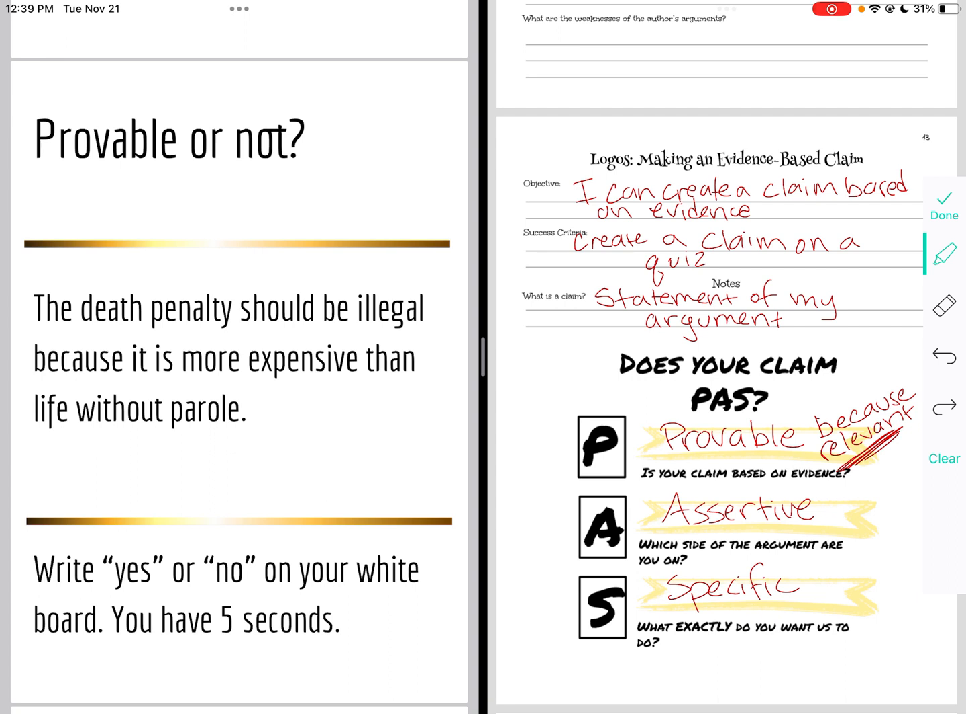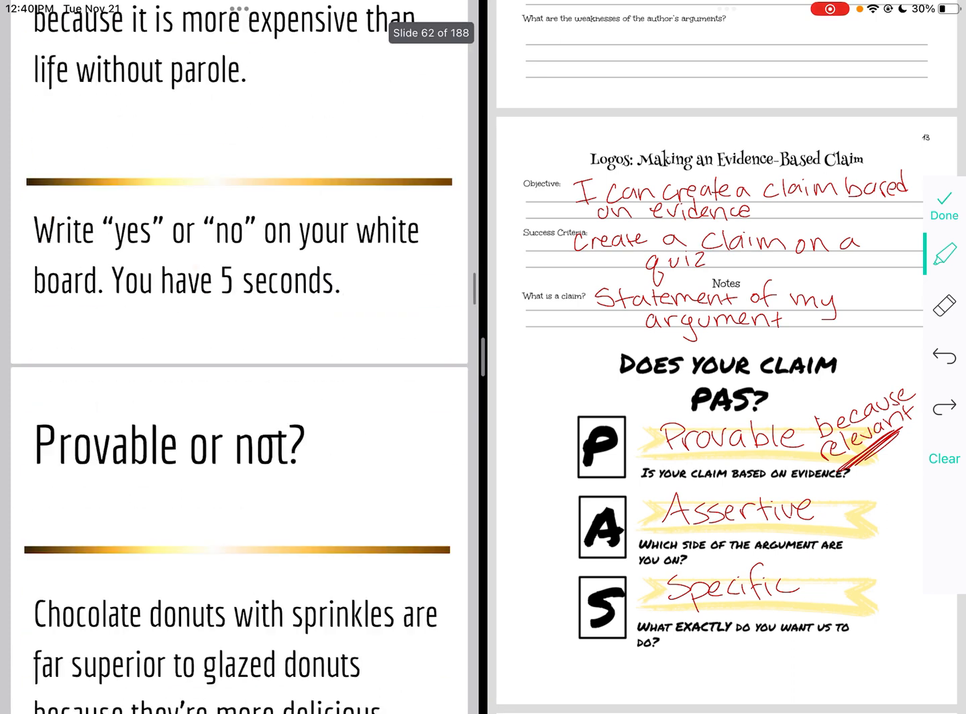5, 4, 3, 2, 1. So here I would argue that this is definitely a provable claim. You can prove that it is more expensive than life without parole. Now, whether or not it's relevant depends on the person. Are we choosing penalties because they're expensive or less expensive? Or are we choosing penalties because they're just or less just? What justifies the kind of punishment we should get? So that's an important philosophical question that your reader would have to answer, and you'd have to help your reader answer in order for this to be a very good claim.